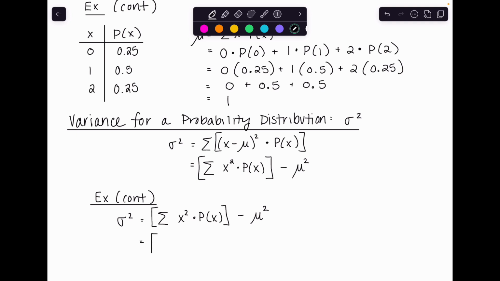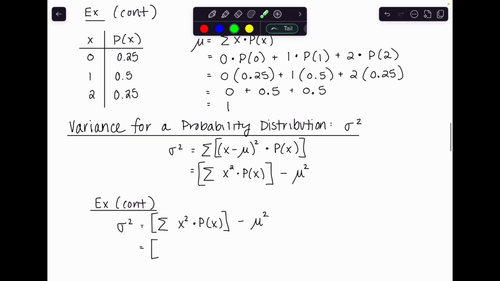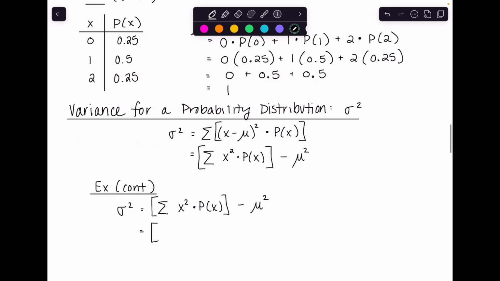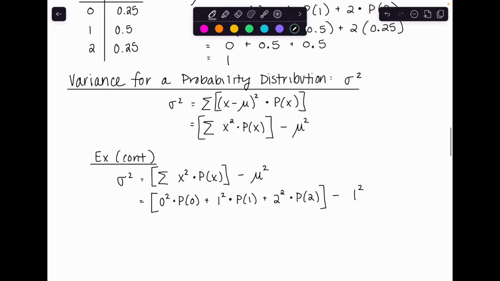So it's the same kind of formula. You really get to use exactly what you have right here. The only difference is these first components are squared. So my first value of x is 0, so we're going to take 0 squared times its probability. Next value is 1. Square that times its probability. Next value is 2. Square that times its probability. And then once I do that, I subtract my mean, which is 1 squared, okay?